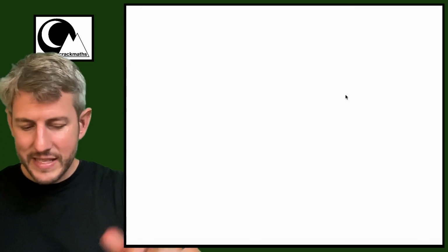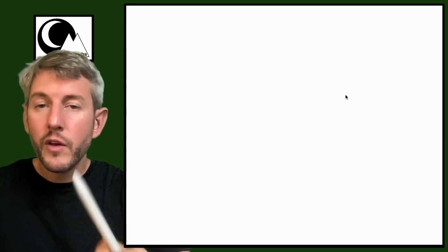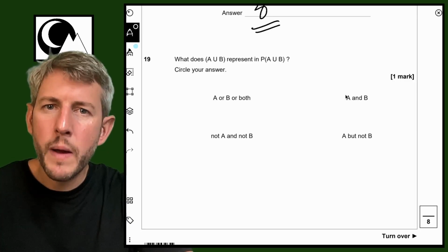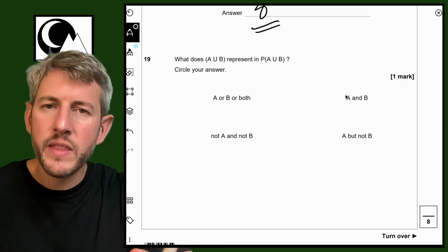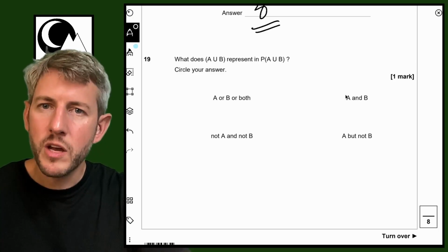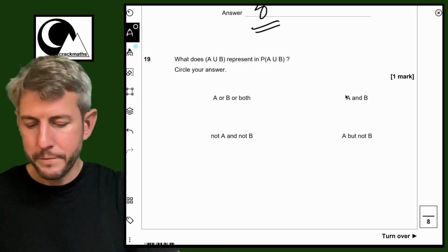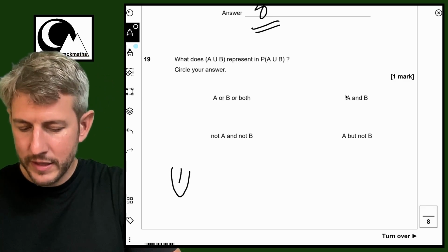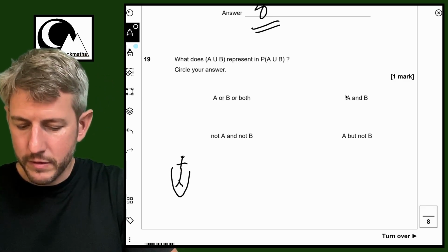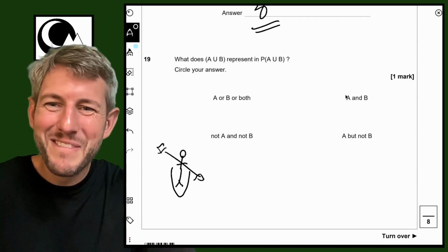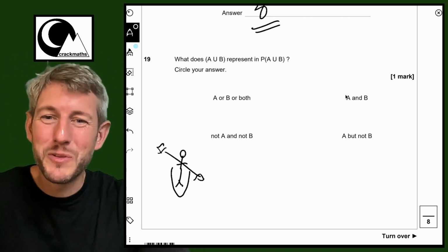Right, let's have a look at question 19. So question 19 says, what does A union B represent in P bracket A union B? Circle your answer. So this means the probability of A or B. I always like to think about this guy in his canoe with an oar. That's how we kind of remember that symbol there. So that means or, A or B.